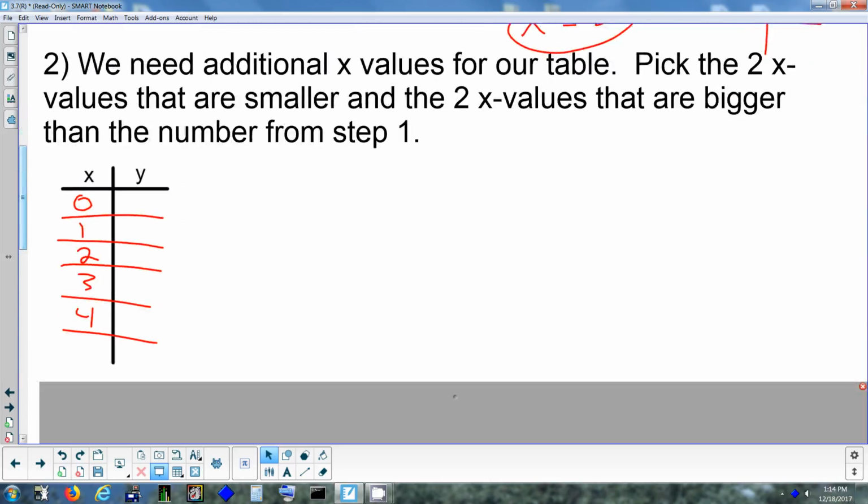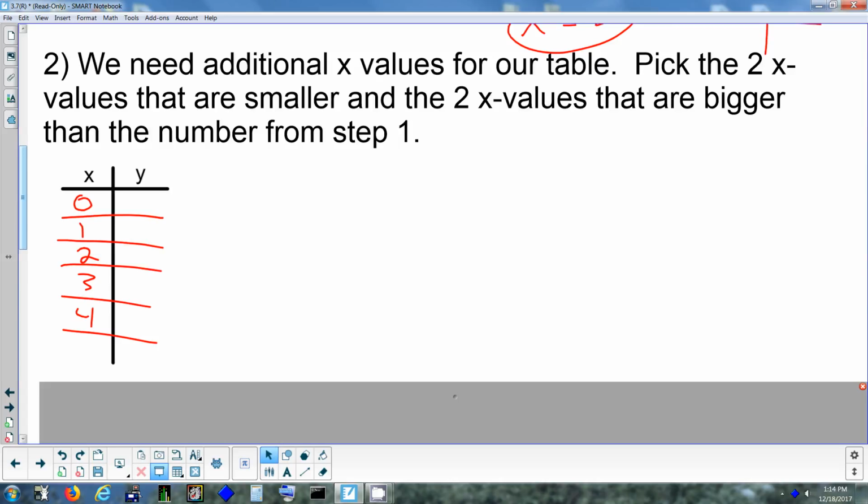Okay, now look at the table. Is that enough information to draw a picture? What are we missing? Y. Yeah, we're missing the y's. We're missing all of them.